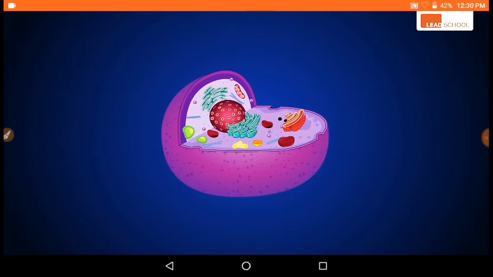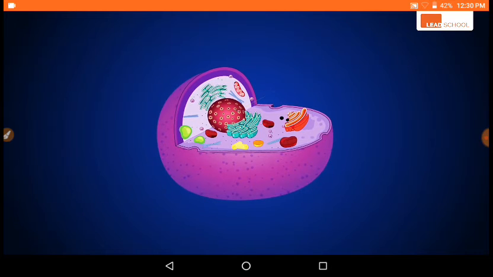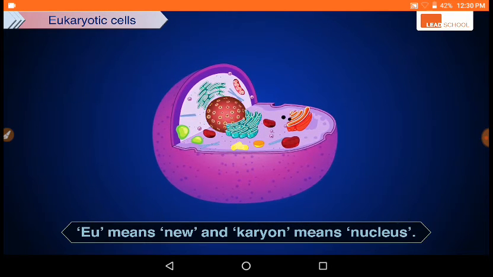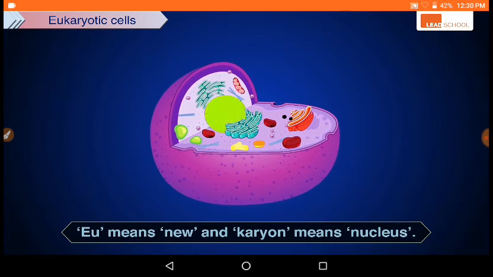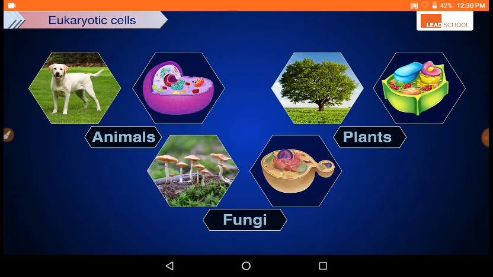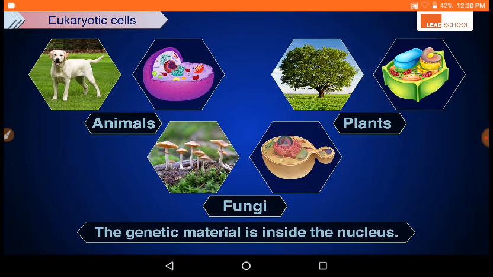So, we learnt about the cell and the nucleus present in the cell. These types of cells are known as eukaryotic cells. Eu means new and karyon means nucleus. Animals, plants and fungi all have eukaryotic cells. That is, cells that have a well-defined nucleus with the genetic material inside it.